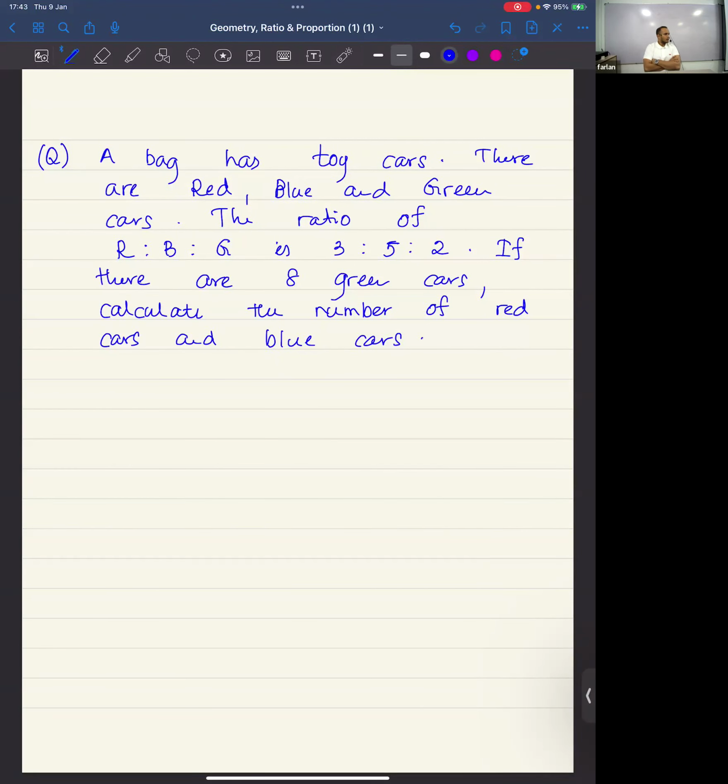The ratio of R is to B is to G is 3 is to 5 is to 2. If there are 8 green cars, calculate the number of red cars and blue cars.